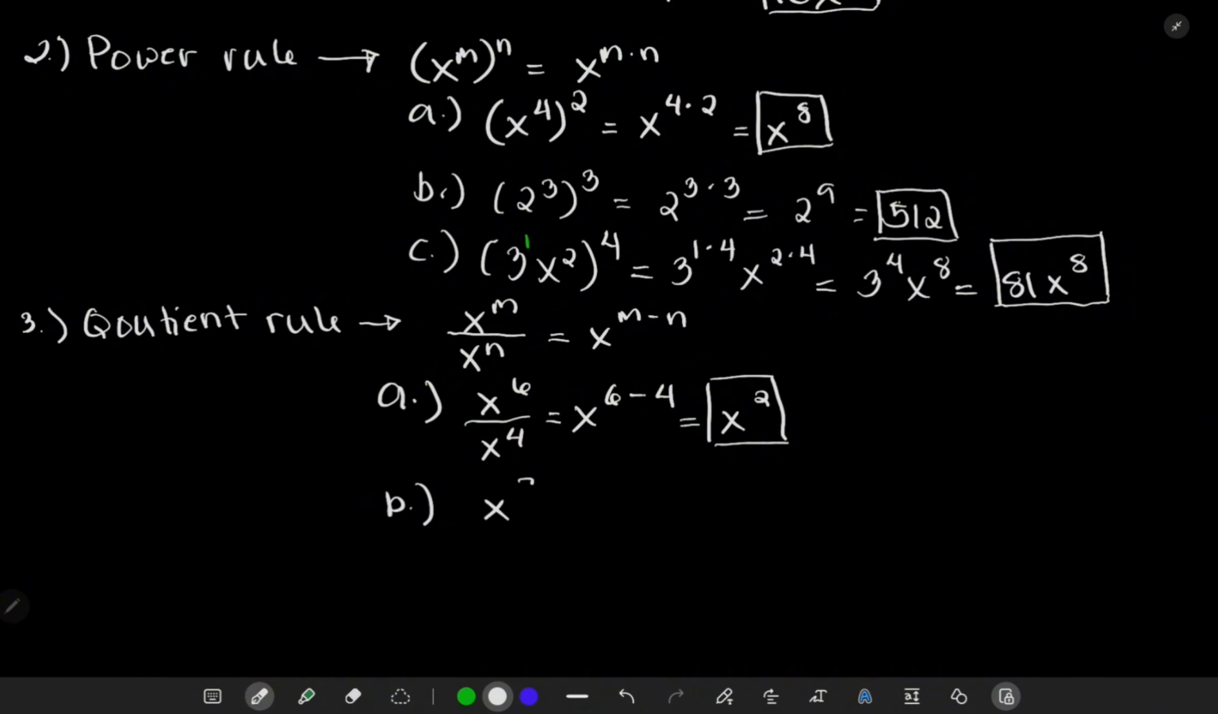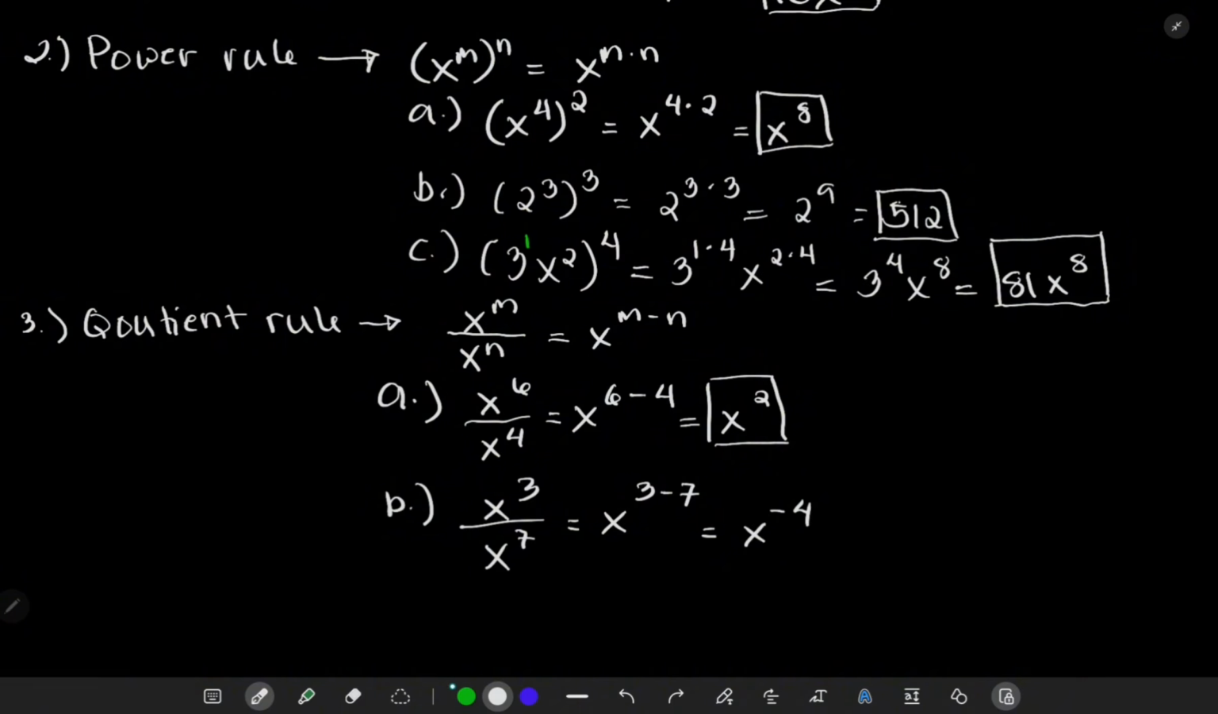So how about this one? So we have x cubed all over x raised to 7. So again, let's copy the common base and then subtract the exponent. And make sure you know to add and subtract integers. So 3 minus 7, so that is negative 4.